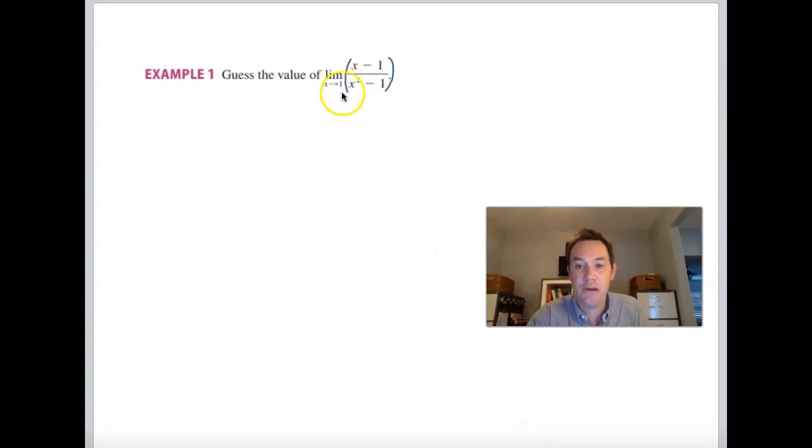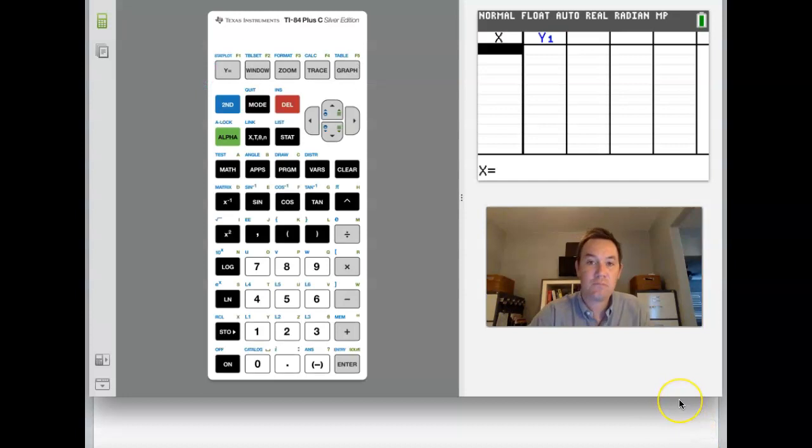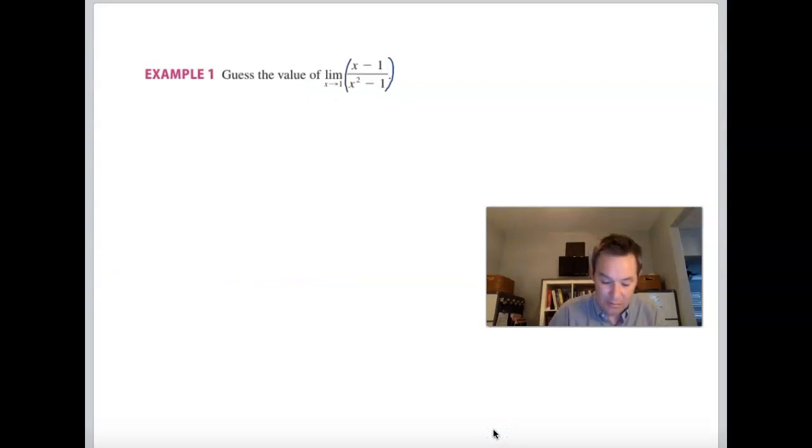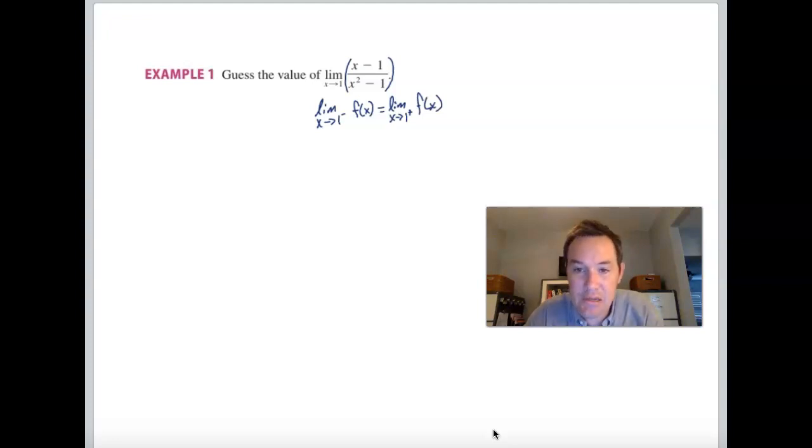So we're approaching 1. And it's also very important that you recognize that, remember, for the overall limit to exist, the limit as x approaches 1 from the left of this function has to equal the limit as x approaches 1 from the right of this function. So when we're using our calculator to try and estimate it, it's important that you approach from both sides of 1, from the left and the right.